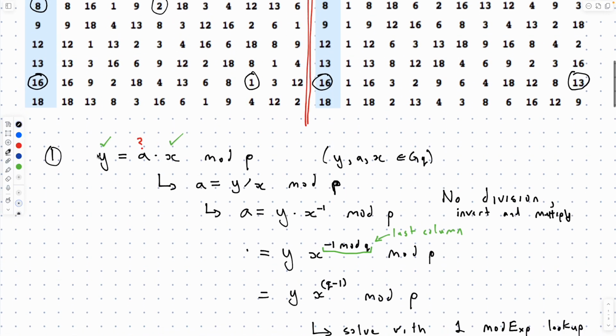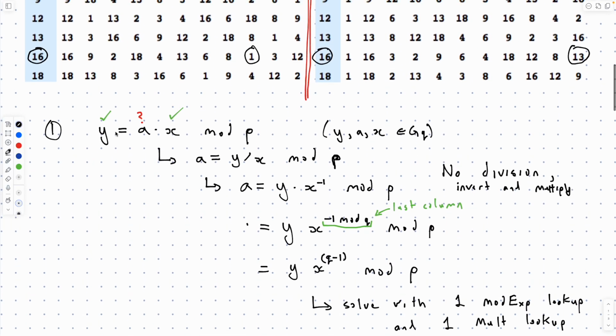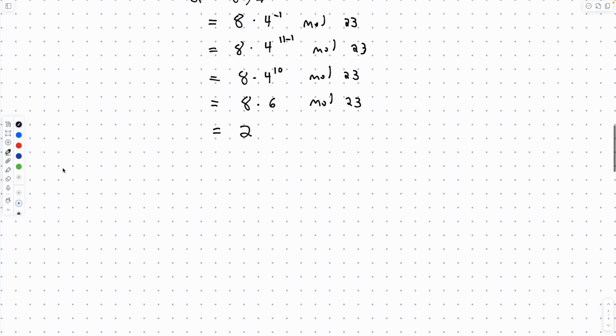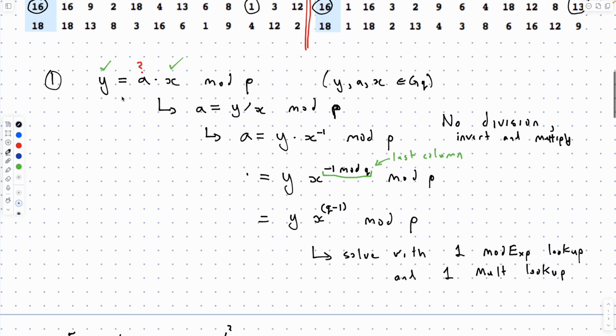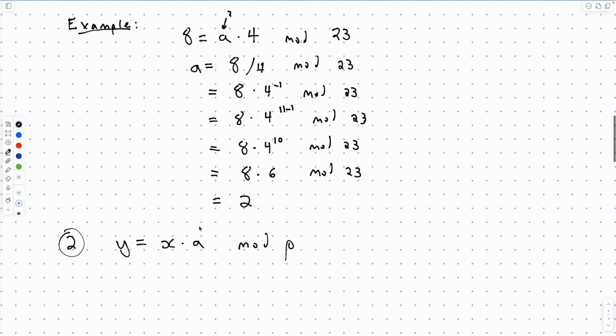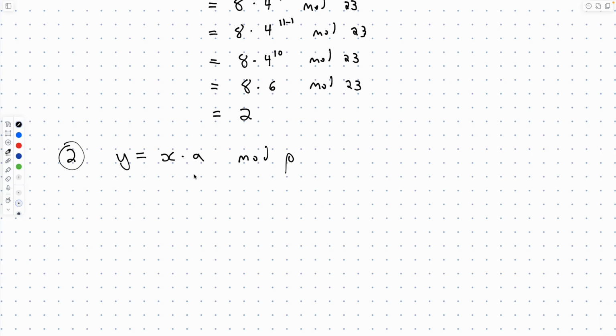Okay, so we're good with this question? All right. I'm going to show you basically every combination, so every equation is going to look almost the same. The second one is y equals x times a mod p. Now you might think, oh, that looks the same. But what I did is I swapped x and y. So now y is here and x is here. Can we solve this equation?